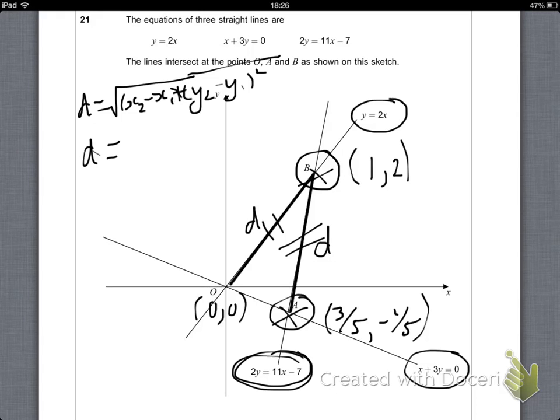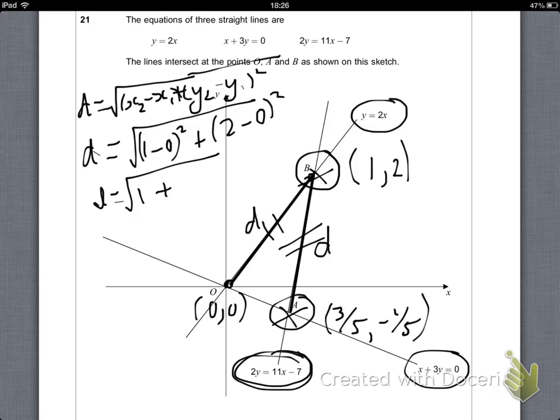So if we have a look at the distance between the origin and B, it is 1 minus 0 squared plus 2 minus 0 squared, which is the square root of 1 plus 4, which is the square root of 5. So we know that this distance is the square root of 5. So what we need to do is prove that this side is also the square root of 5.